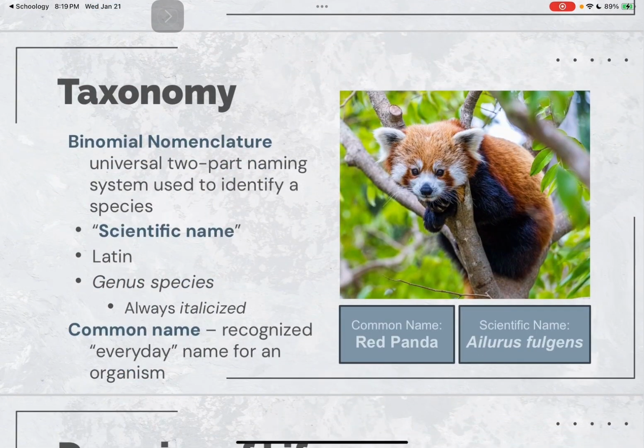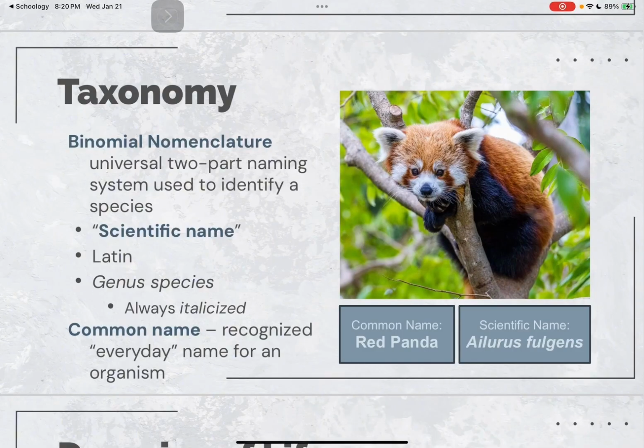So how do we characterize animals, species? Well, we use the binomial nomenclature. Bi, two, nomial, name. Two-part name system. So it's our universal two-part naming system that we use to identify species. So this is also known as the scientific name.